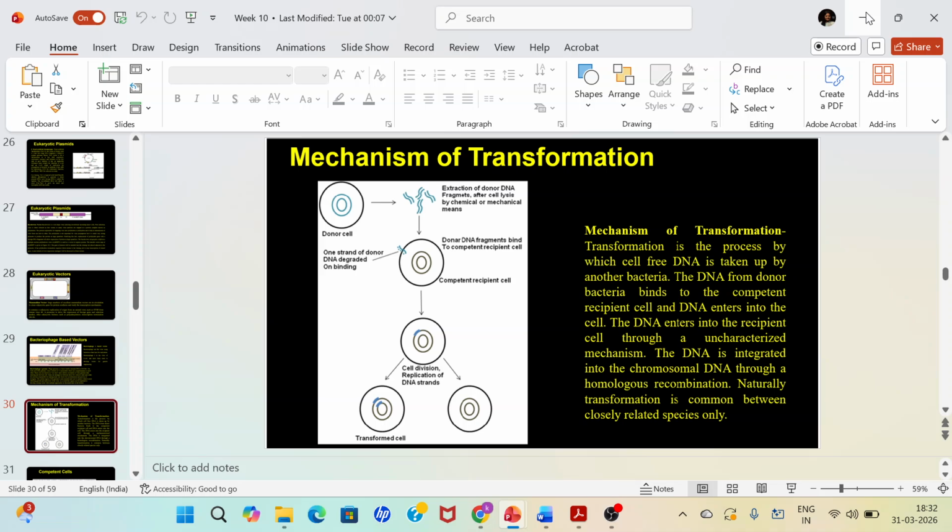Okay, so the DNA enters into the recipient cell through an uncharacterized mechanism. The DNA is integrated into the chromosomal DNA through homologous recombination, sometimes, not always, and natural transformation is common between closely related species only. So if we go by the natural process, it generally happens between closely related species only.